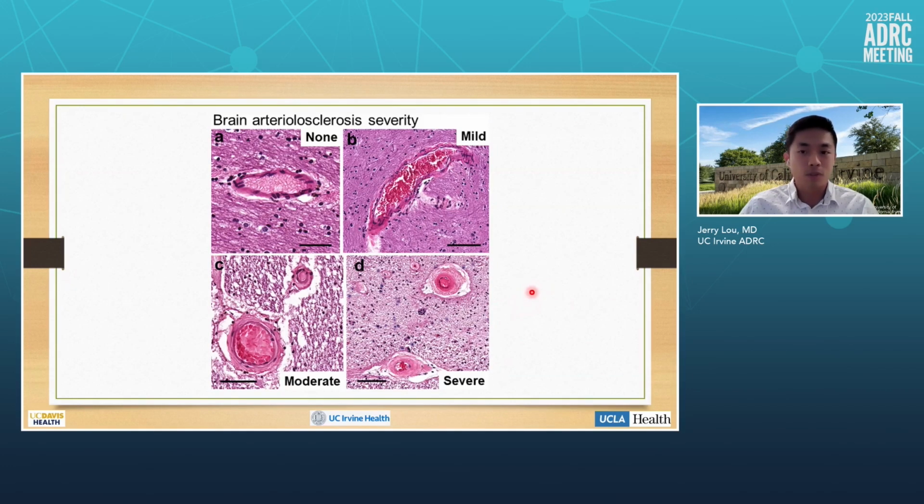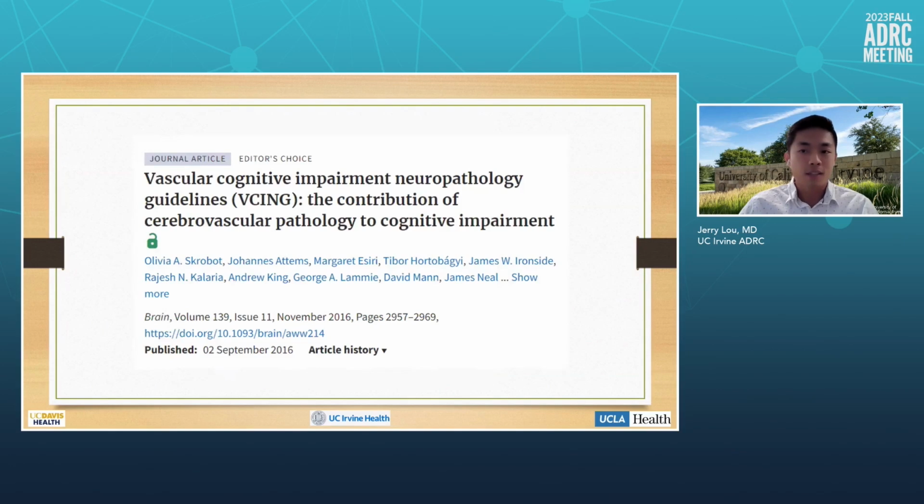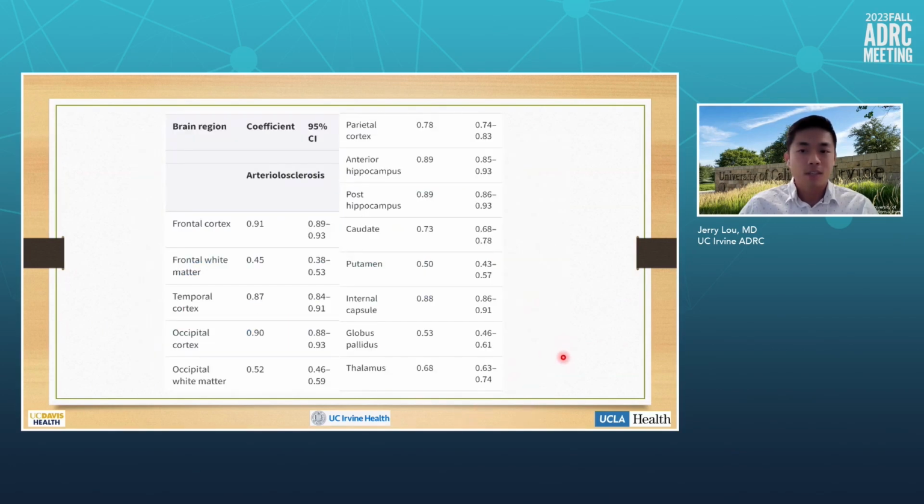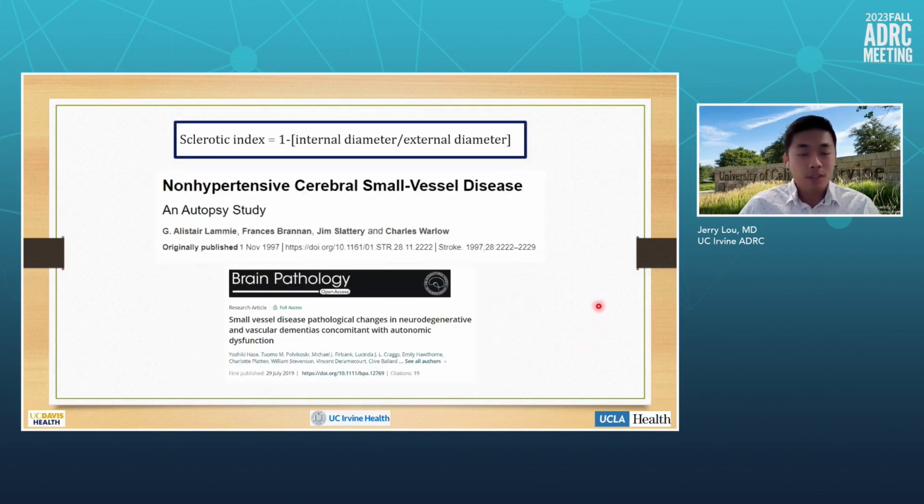is the most commonly used for grading. This scale is divided into none, mild, moderate, and severe. One drawback is that this semi-quantitative scale has moderate inter-rater reliability that ranges from 0.45 to 0.91 of a Gwet's AC2 coefficient. Potentially, quantitative approaches to brain arteriolosclerosis may offer a more reproducible and robust alternative. One of several quantitative metrics is the sclerotic index, shown here.